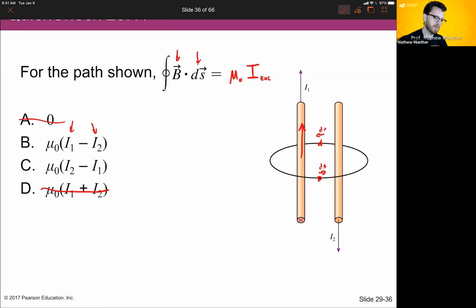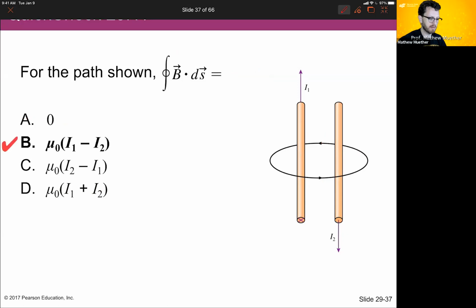I'm going to get a positive value for that path integral as I go around the loop from I1. Whereas if I do it for I2, because it's pointing down, the magnetic field is going to be circulating against my path, and that dot product is going to give me a negative value. So the contribution to the path integral from I2 is going to be negative, and from I1 is going to be positive.